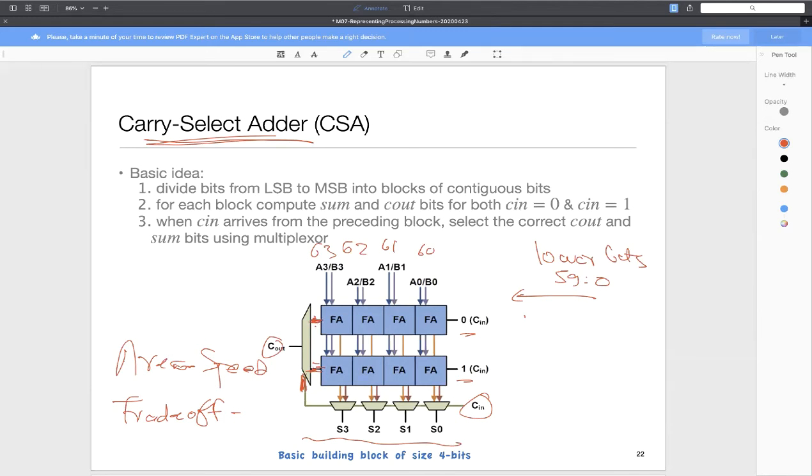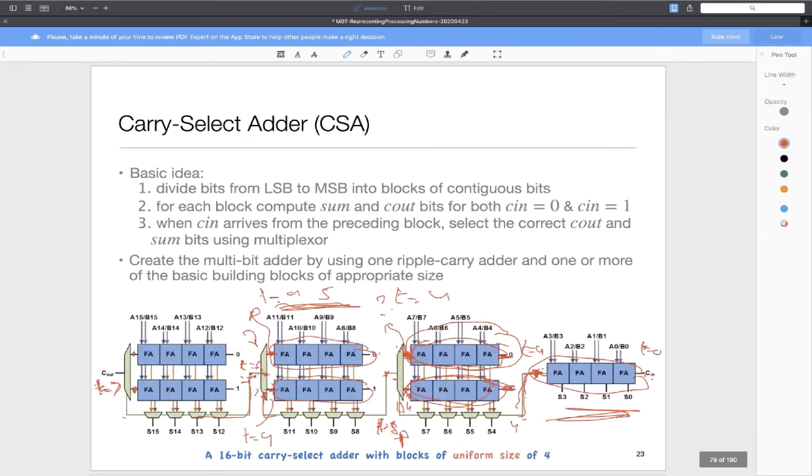So once the upper ripple carry and the lower ripple carry are done and C in has arrived, then I can compute the C out, right? That's what's happening at every stage. When the preceding stage's carry arrives, then the multiplexer output becomes valid. So the output of this multiplexer. Yeah, I see what you're saying.